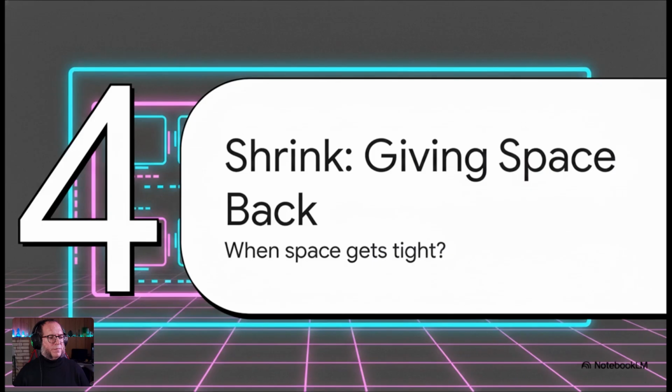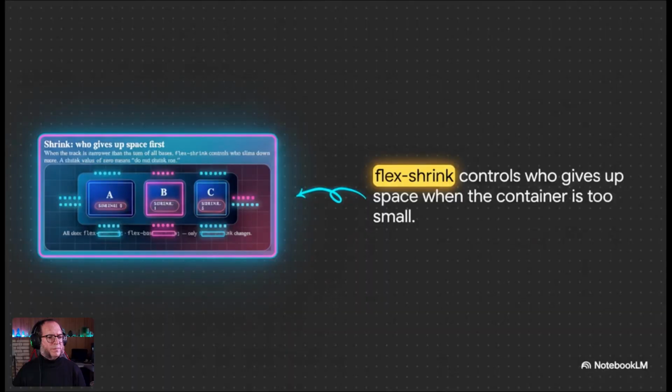But what happens when things get a little cramped? That's where Flex Shrink steps in to sort things out. This property tells an item how much space it's willing to give back when the container's just too small. A higher shrink value means it surrenders its space faster. A value of 0, that thing's holding its ground no matter what.